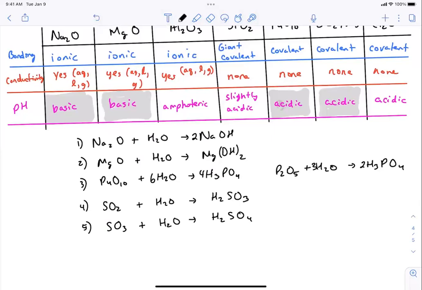But those two are fairly easy because you just mash them with water together, and that's your overall species. So it's less needed to memorize SO2 and SO3 than it is for these first 3 here. I would know those reactions. That's a common question.